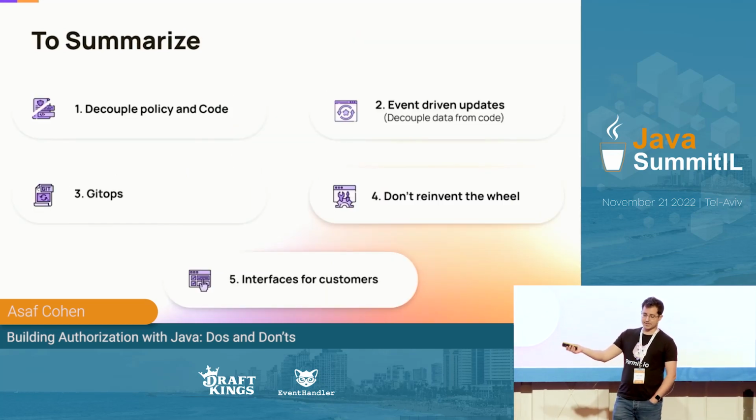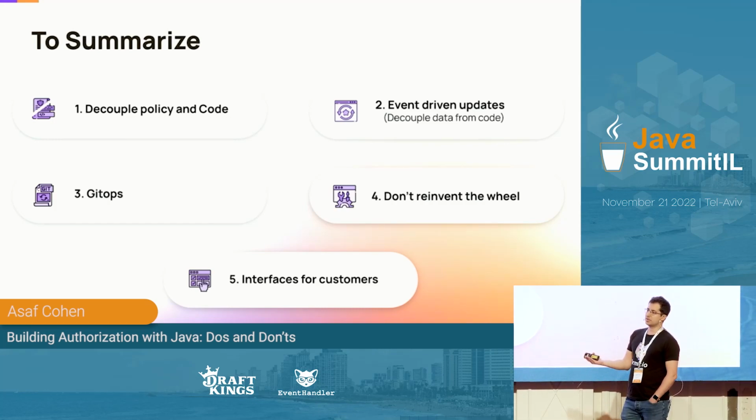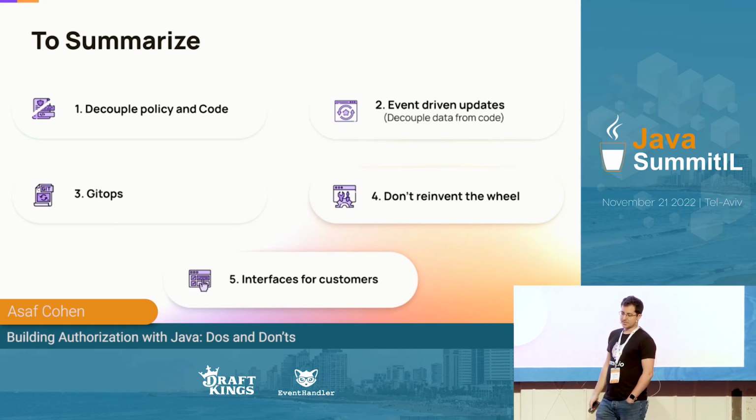So to summarize, decouple policy and code, use policy agents, do event-driven updates. You can do it with OPAL easily. Just push a webhook and then everything propagates to all your agents. You want to have GitOps for policy. You want to base on the multitude of open source projects and don't reinvent the wheel. And you want to build interfaces for customers.